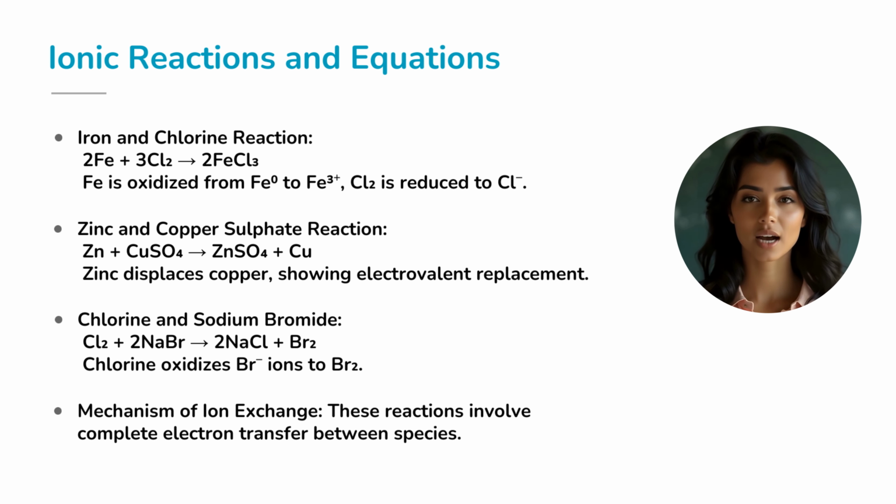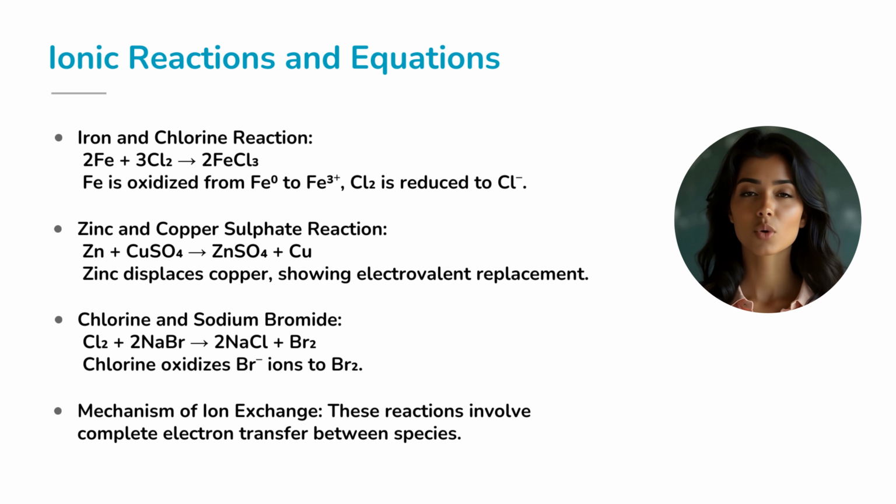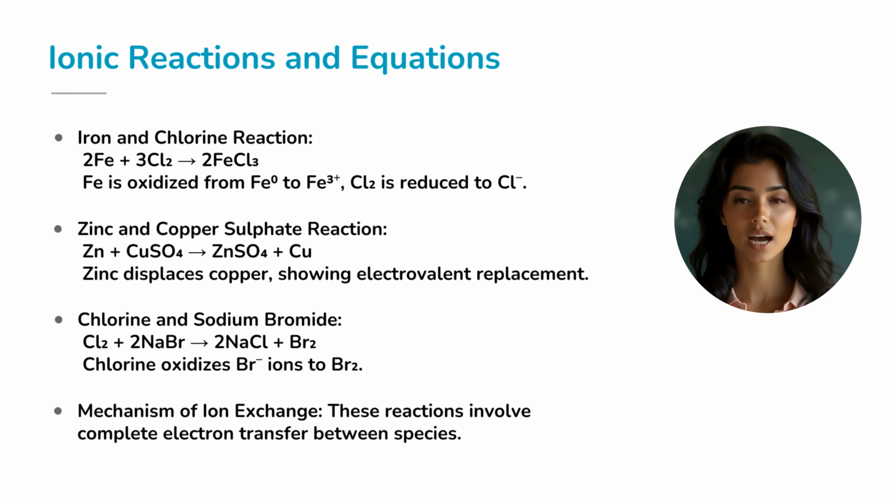Another example, iron reacts with chlorine to form ferric chloride. 2 atoms of iron plus 3 molecules of chlorine gas give 2 units of iron trichloride. Again, iron is oxidized, chlorine is reduced. One more, chlorine gas can displace bromine from sodium bromide. So we say, chlorine gas plus 2 units of sodium bromide gives 2 units of sodium chloride plus bromine. Each of these examples shows how electron transfer leads to stable ionic compounds, and how redox and electrovalent bonding are two sides of the same coin.